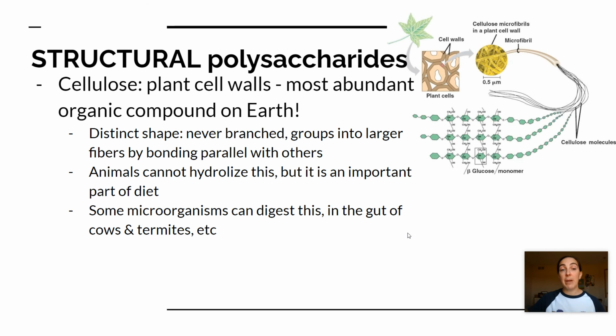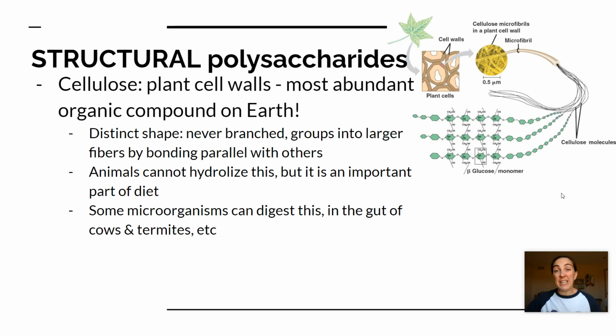There are some microorganisms that can digest this, like some that live in the guts of cows. They have particular microorganisms in their stomachs that can break this down. Termites can digest cellulose. That's why they can eat wood, but we cannot. So here you see a picture that kind of shows you the structure, these really long chains that then bunch into these big fibers that make up the cell walls of plants.